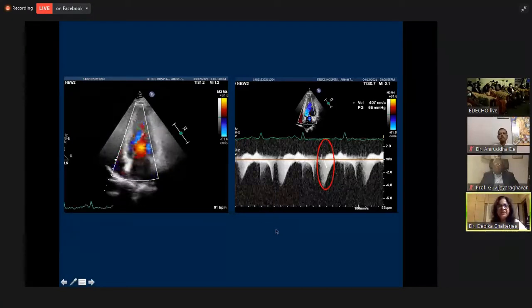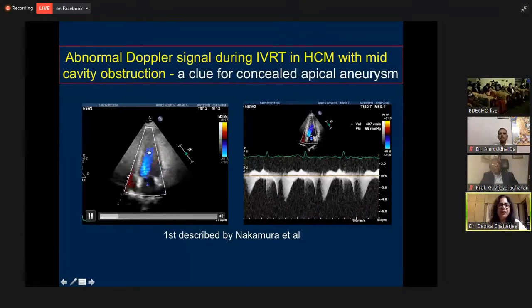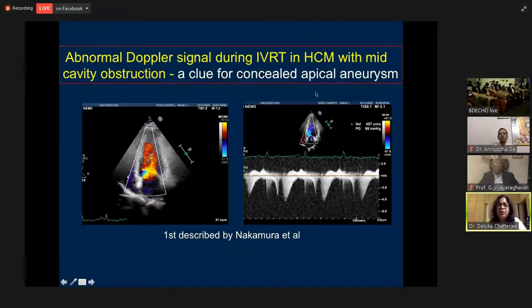So what is this signal? This signal is very, very fascinating. This is an abnormal Doppler signal during the early diastole in hypertrophic cardiomyopathy with mid-cavity obstruction. And this was first described by Nakamura and his colleagues, and it is a clue for a concealed apical aneurysm.